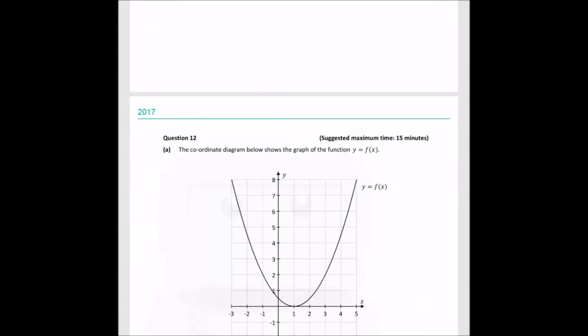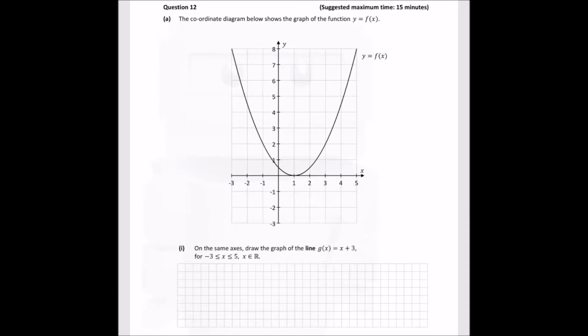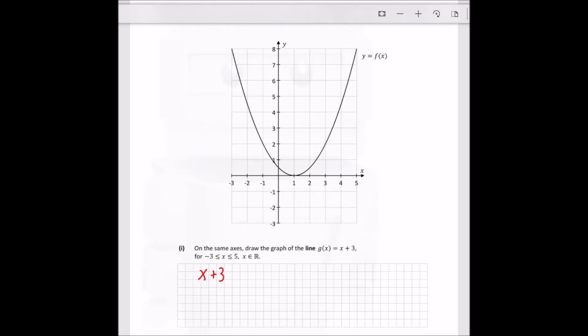Okay, this question, we have a graph of the function f(x). On the same axis we want to draw the line g(x), and g(x) is x plus 3. It's a line. I could put in minus 3 for x, find the point, put in minus 2 for x, find the point, minus 1 for x, find the point, and so on all the way up to 5. But remember, it is a line. So all I need to draw a line is 2 points.